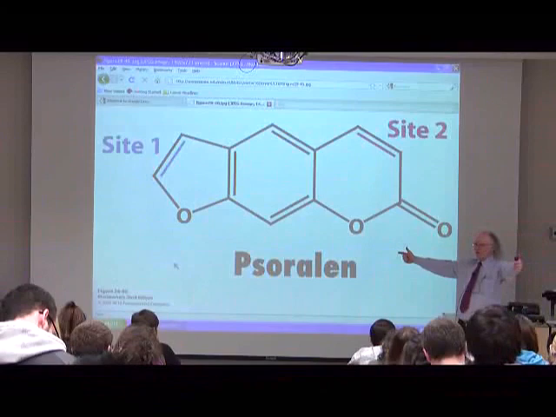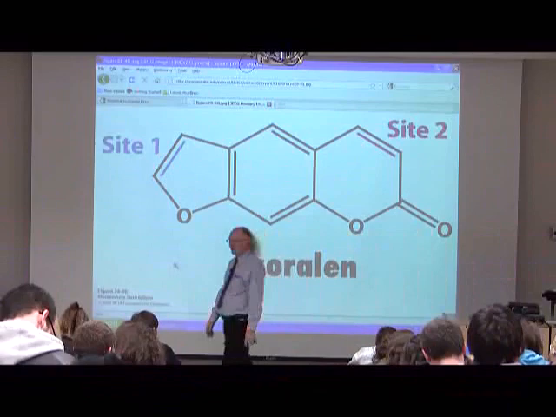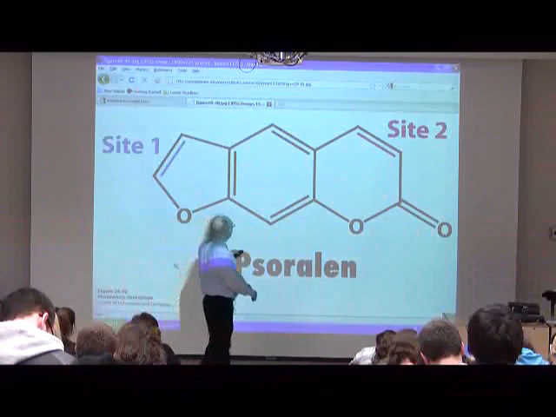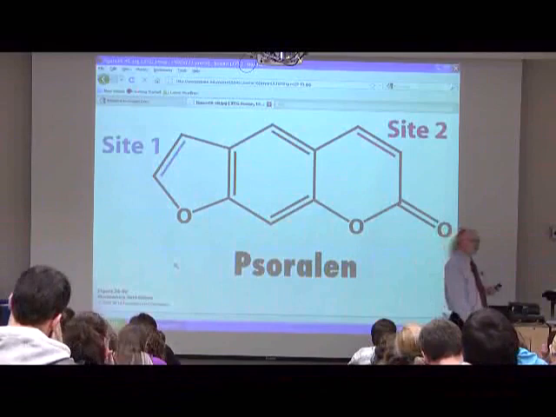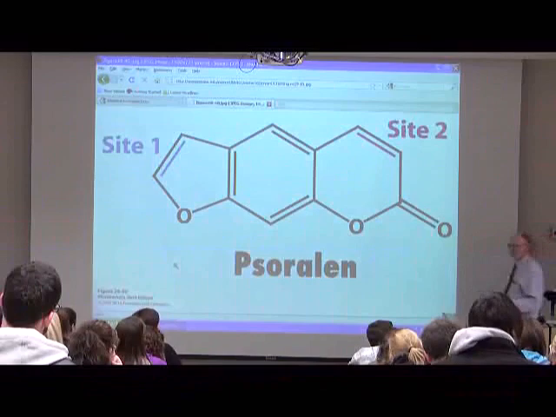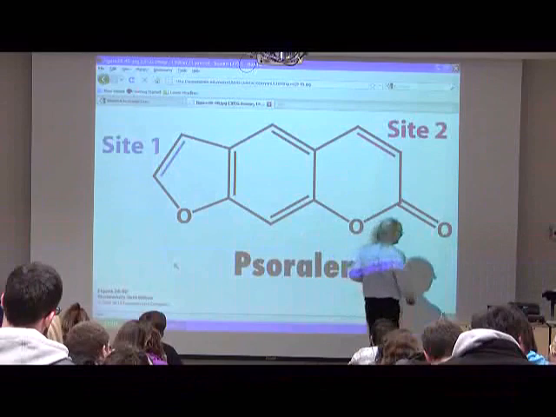Sorolin is used in the laboratory to study things that bind to DNA, and it's used for that very purpose. It's kind of a tether to hold on to something. One site binds to one side, the other site binds to the other side. This is a pretty nasty compound too, and something I'll tell you that you probably don't know is celery's full of this stuff. I love celery, okay? But celery's full of this stuff.